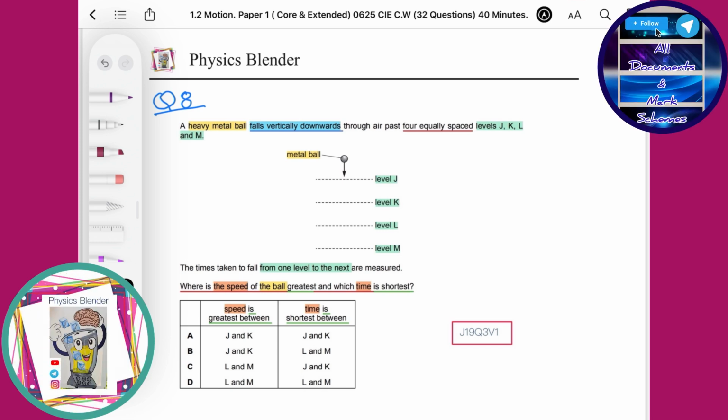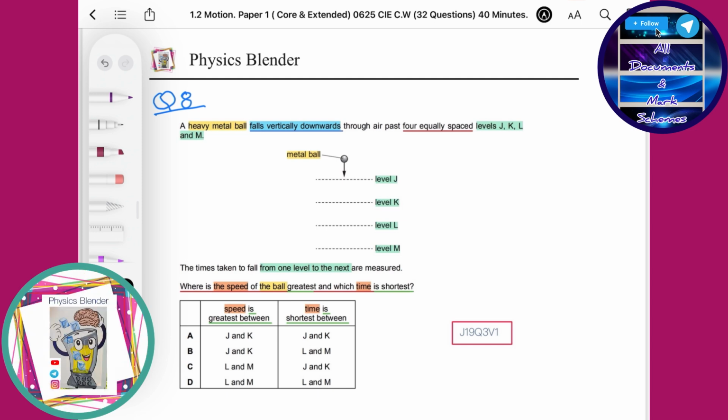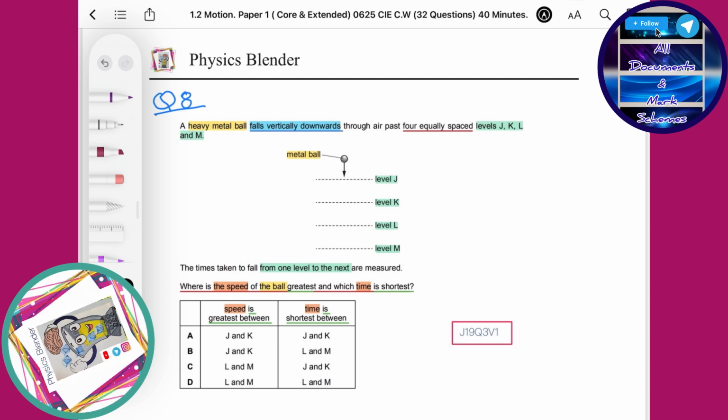Blender e-learning platform. Today we are discussing some challenging questions about motion, especially about acceleration and free fall acceleration.